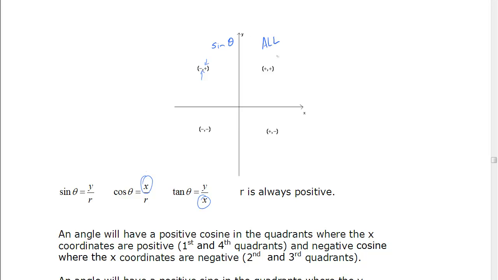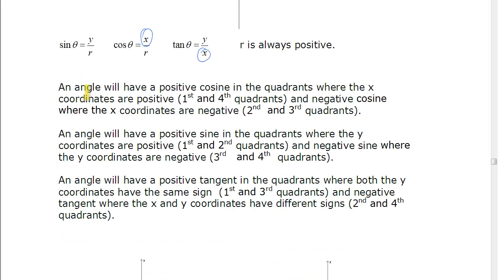We noted that all things were positive in quadrant 1. And if we go through each of these quadrants, we can tell that the ones that have x as negative are going to have cosine as negative. If y is negative, so that would be 3 and 4, sine is going to be negative. For the case of tan, since it has both x and y, if the signs are the same, like in quadrant 1 or quadrant 3, then tan is positive. If the signs are different, quadrants 2 and 4, tan is negative. So we can see a summary of that here.